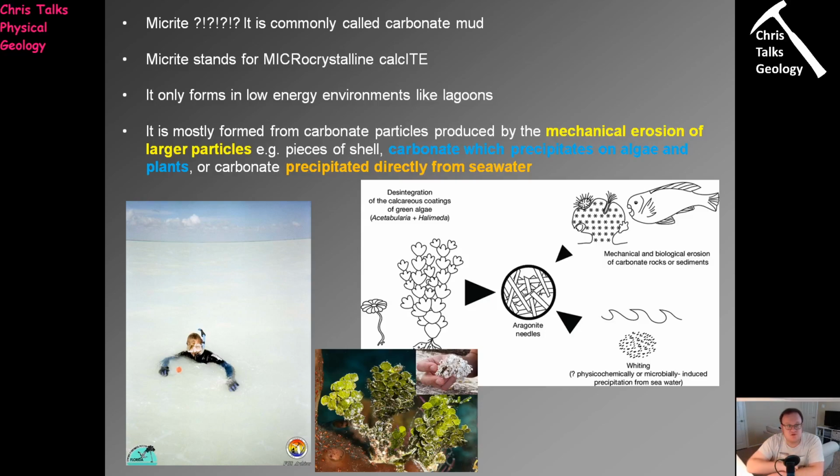So what's micrite? Well, micrite is commonly called carbonate mud, and you can see here's a very nice picture of it right here. This is from the Florida Keys. So you can see this material is extremely fine grained. It's just like mud, clay and silt-sized particles, the kind of stuff that's carried by rivers. So micrite stands for microcrystalline calcite.